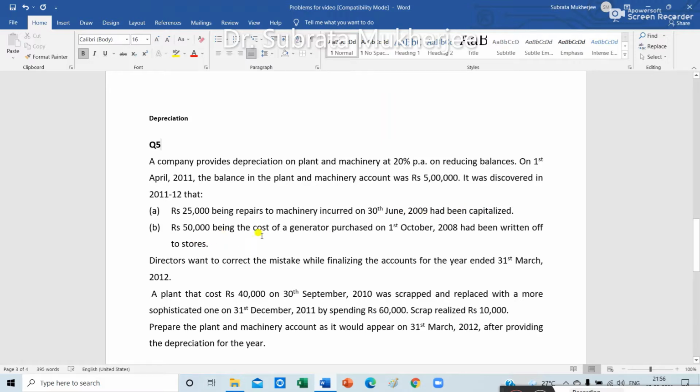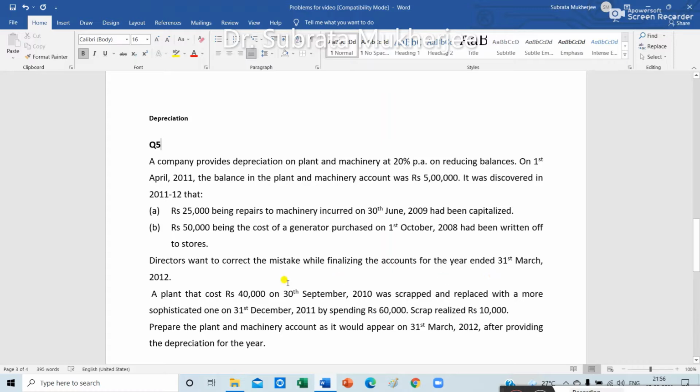Rupees 50,000 being the cost of a generator purchased on 1st October 2008 had been written off to stores. Directors want to correct the mistake while finalizing the accounts for the year ended 31st March 2012.